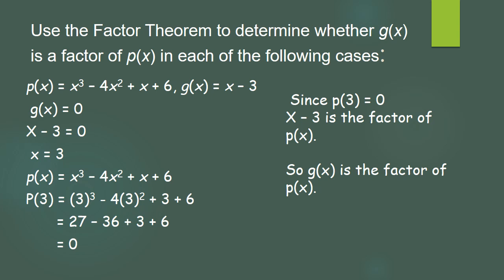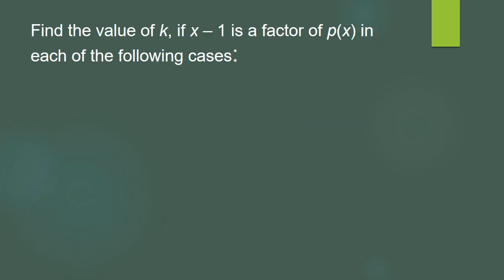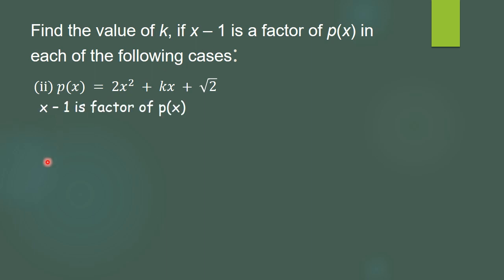Now in the next sum they have given that it is a factor, and they have asked us to find the k. So find the value of k if x minus 1 is a factor of the given polynomial p of x. Here p of x is given as 2x square plus kx plus root 2. Now as they have stated x minus 1 is a factor, by the factor theorem we get p of 1 will be equal to 0.